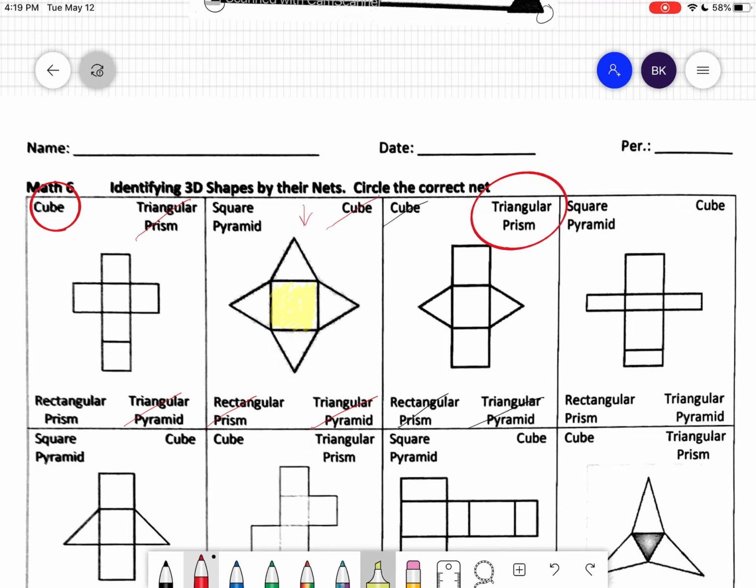So what we are left with is a triangular prism, right? We have two bases that are triangles. So ladies and gentlemen, two bases that are triangles, and that is it.